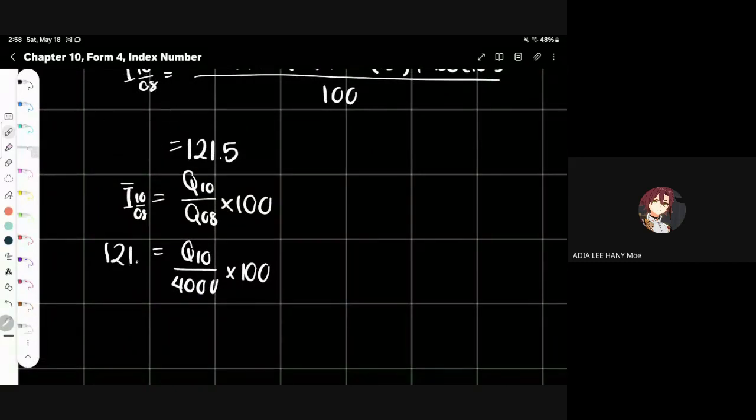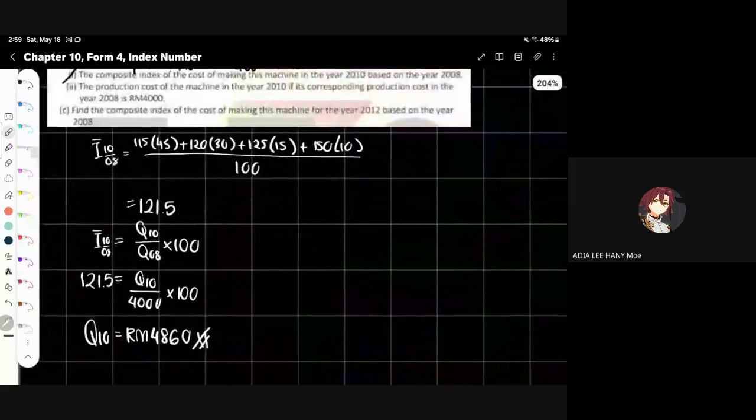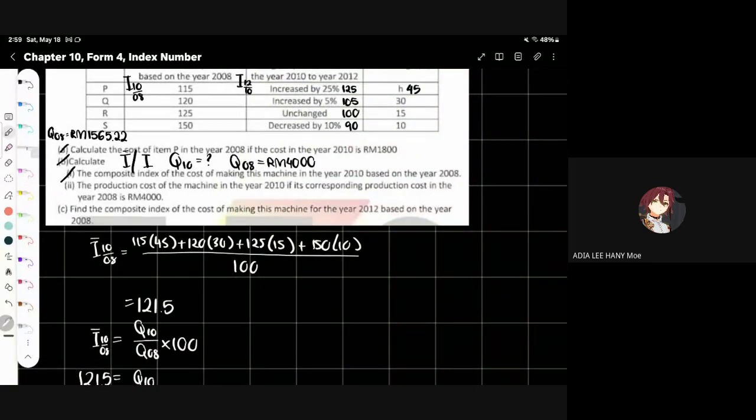So it's 121.5. Then use common sense, use algebra: 121.5 divided by 100, then times 4,000. Sorry, I got the wrong one. So Q10 is RM, don't forget the RM, 4,860. Tada, we finish. Very simple. Don't get confused.